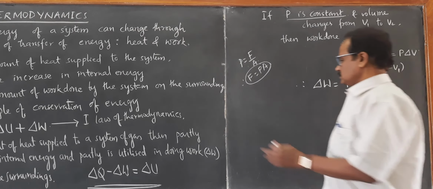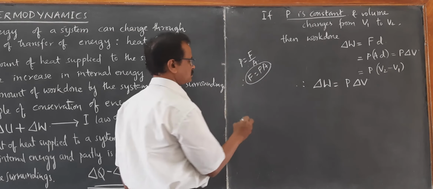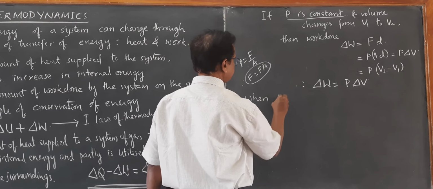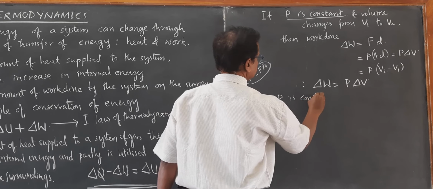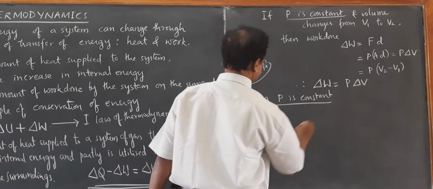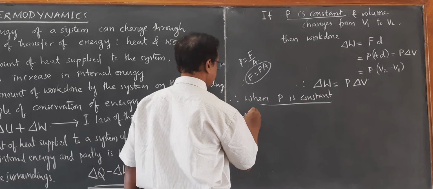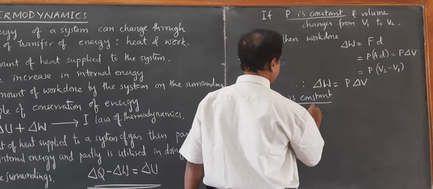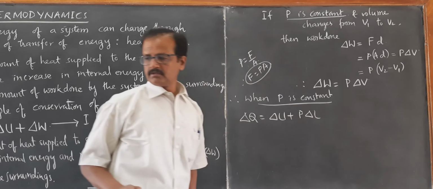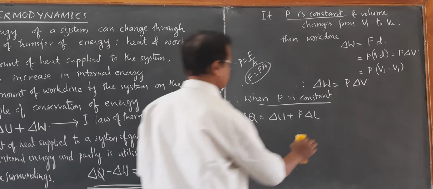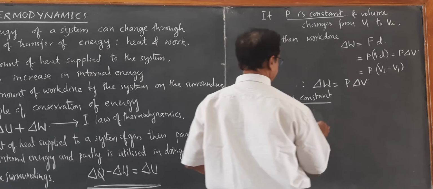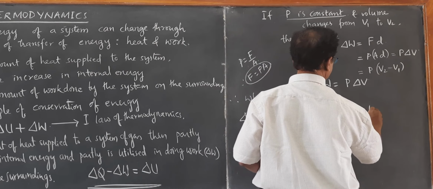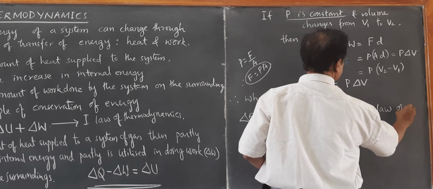Now the first law of thermodynamics, when pressure is constant, becomes delta Q is equal to delta U plus P delta V. This becomes the equation for the first law of thermodynamics.